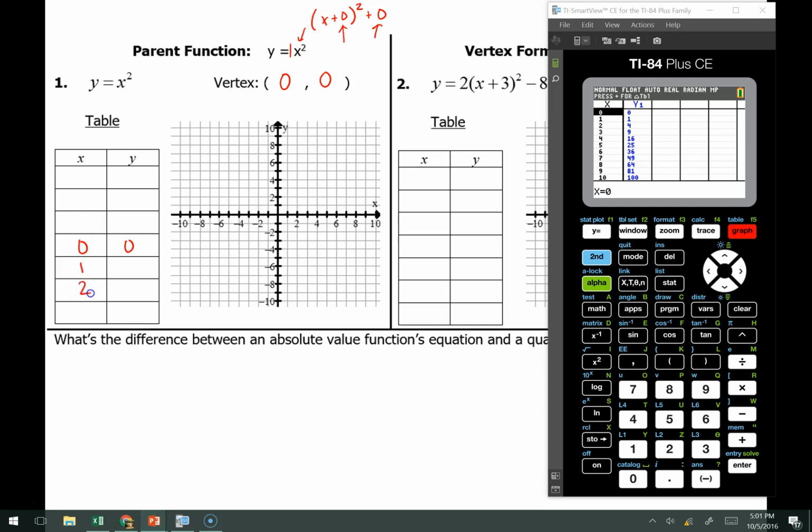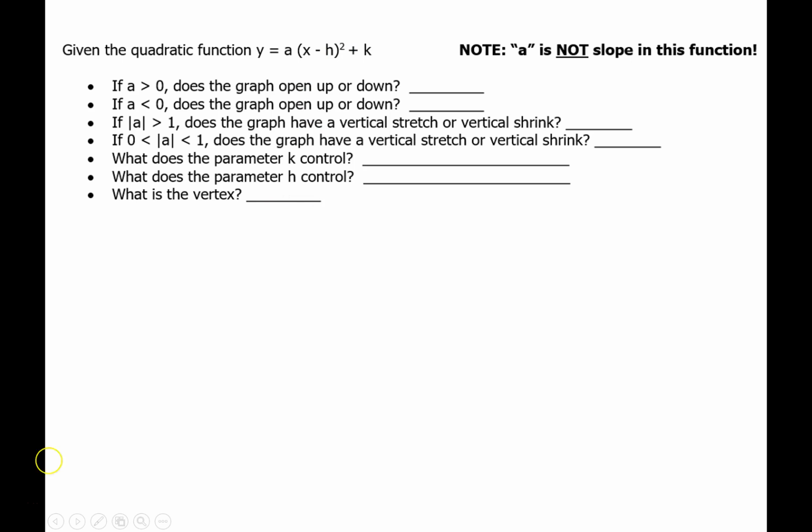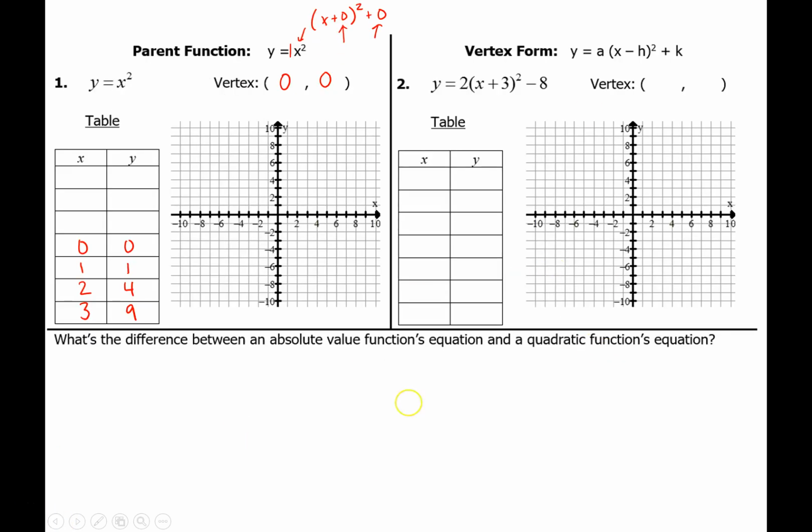Like 1, 2, and 3. You can see on the calculator at 1, the y value is going to be 1. The next ordered pair is 2, 4, and the next is 3, 9. If I scroll up some on my calculator, where'd it go? Let's see. Let me end the show for a second.